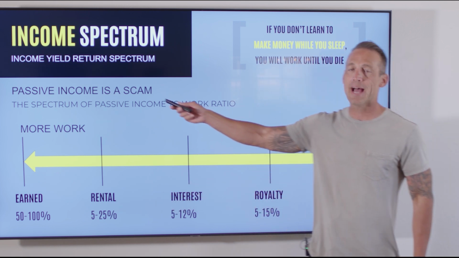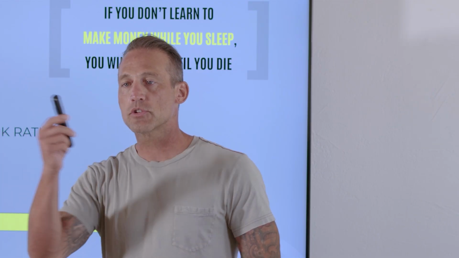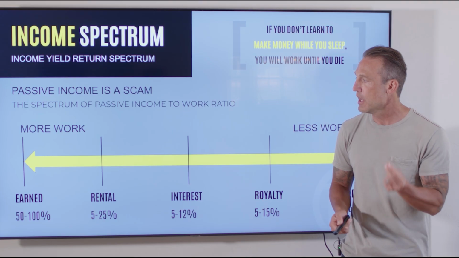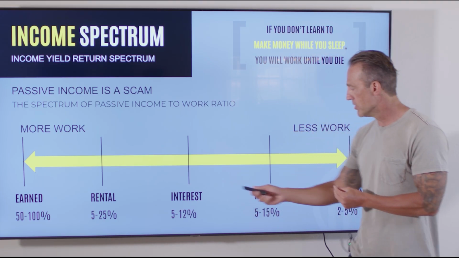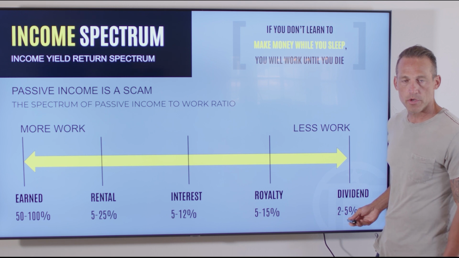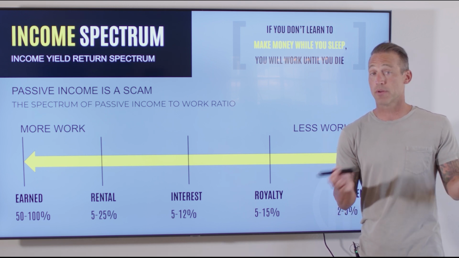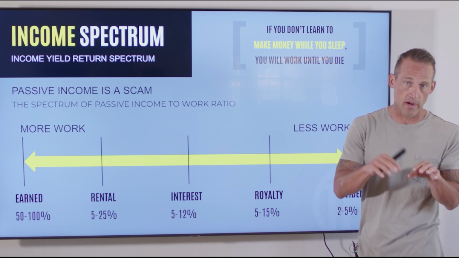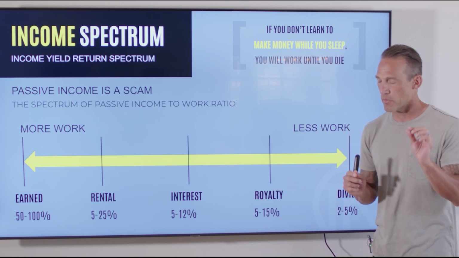Now, I like to say that passive income is a scam. There's no such thing as passive income. All income requires at least a little bit of work. But the less work you do over here, the lower your return is going to be. If I just buy treasuries, it's pretty easy. I mean, you have to figure out how to go on treasurydirect.gov and you have to figure out how to buy the treasuries, right? So it's a little bit of work.